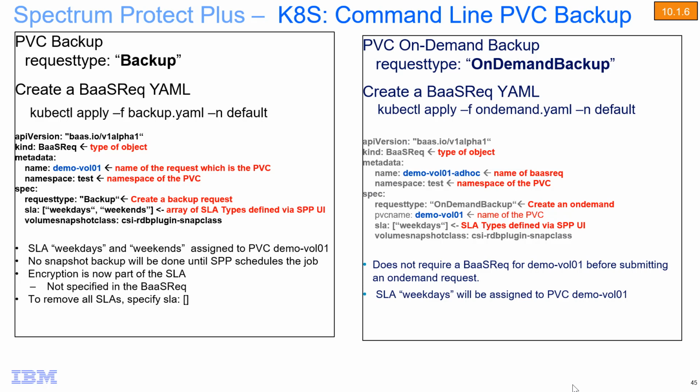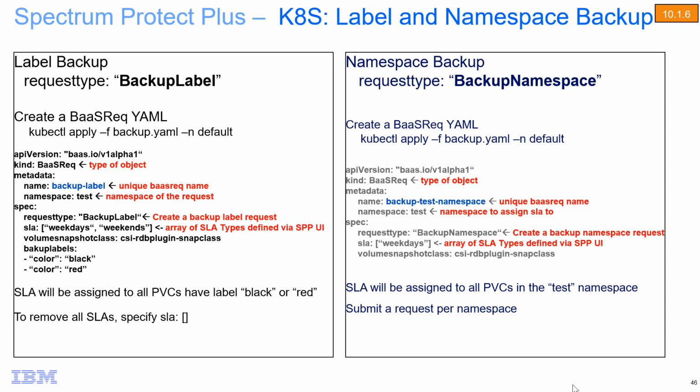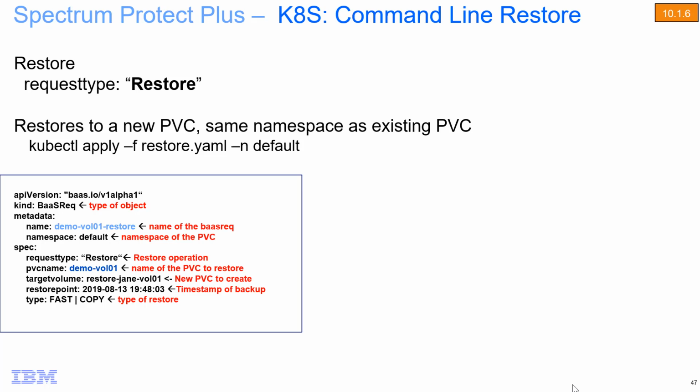We have our normal backup, which we introduced in the last release, which is PVC based. And of course, we have an on-demand backup, which will create a snapshot immediately instead of being a scheduled backup. The new pieces we've introduced are this backup label, which will back up based upon labels, or backup namespace, which backs up based upon the namespace. And then, of course, we have the request type of restore, which was in our previous release also.